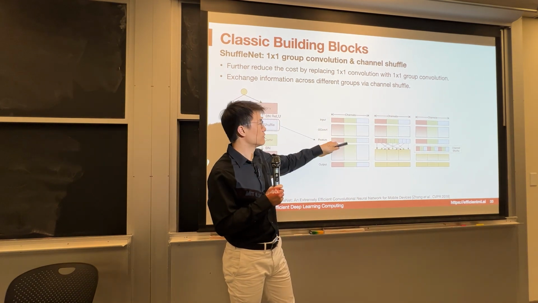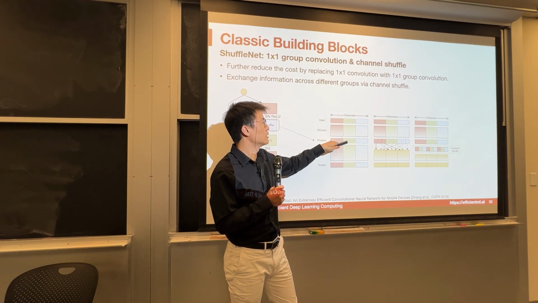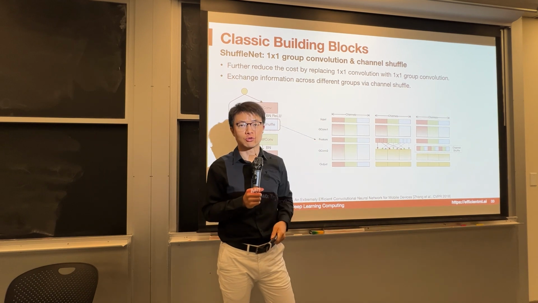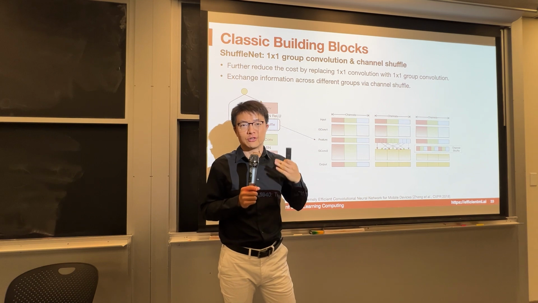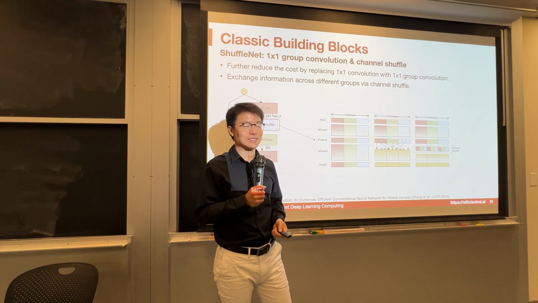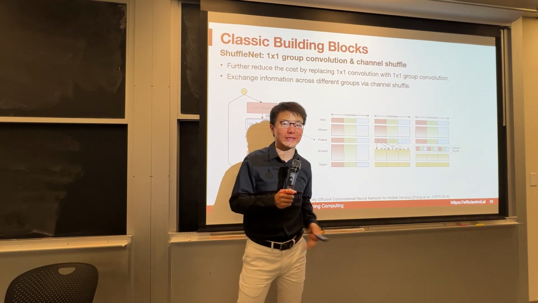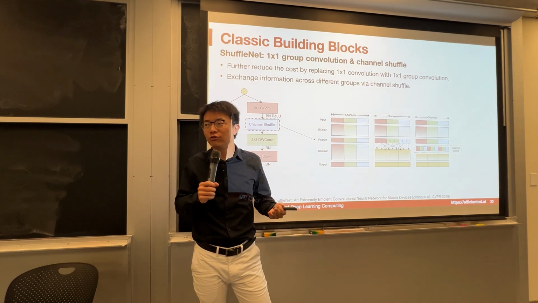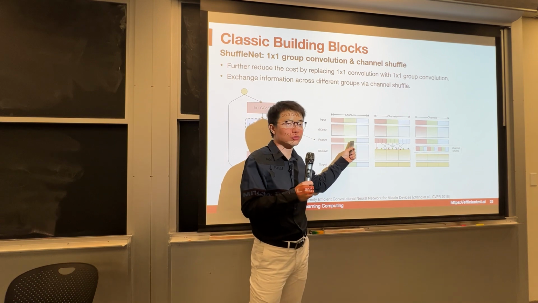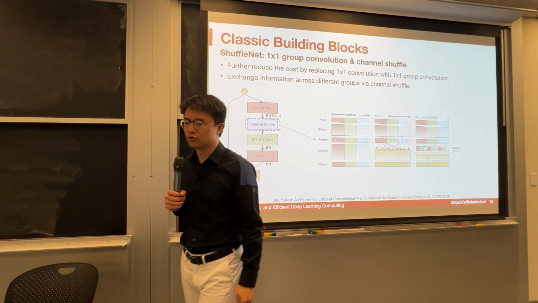The first group's feature is only dependent on the first input group. But the problem of this group convolution is that different groups never talk to each other. There's no information flowing from group 1 to group 2, group 1 to group 3, group 2 to group 3.